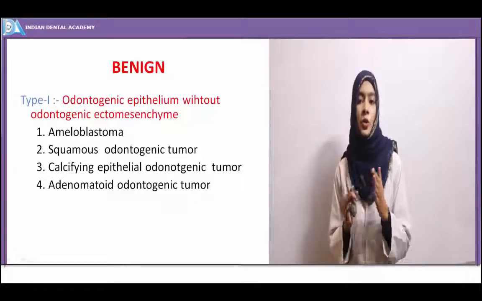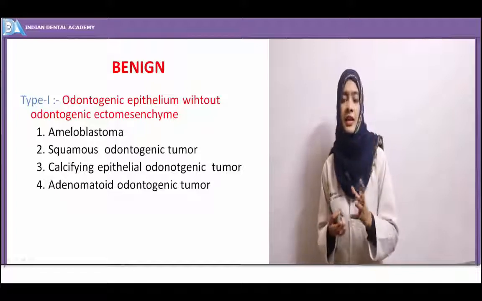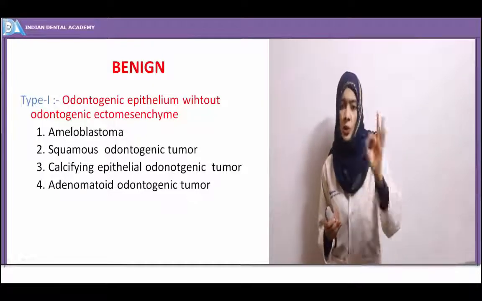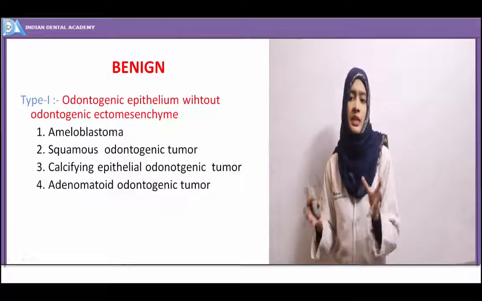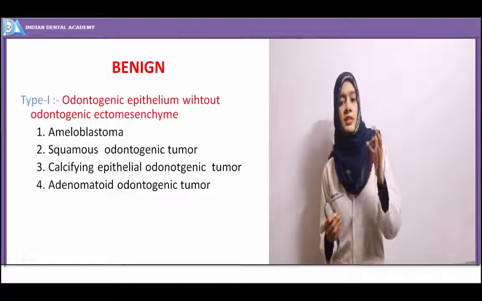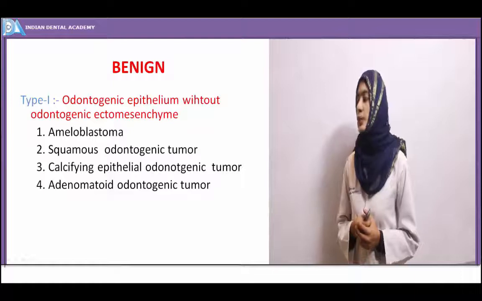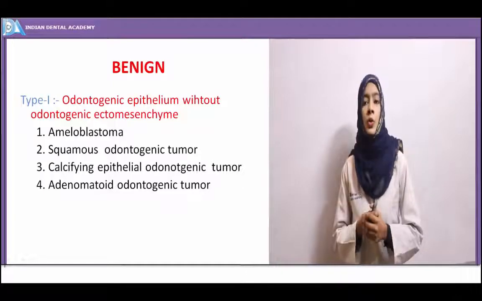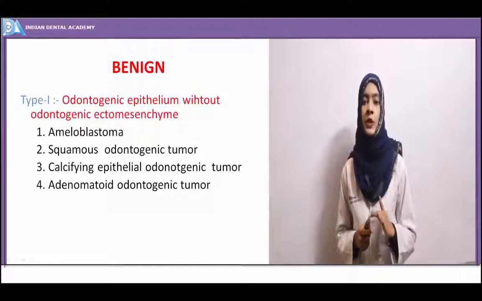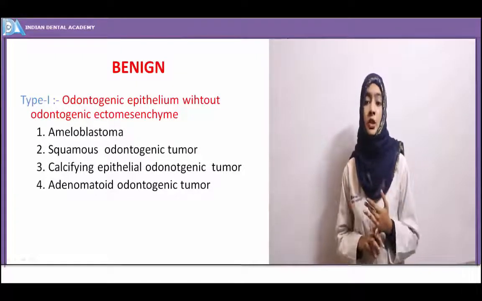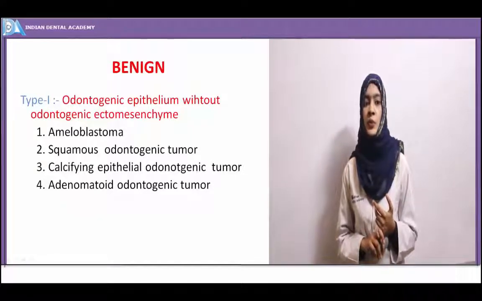Now the benign odontogenic tumors are classified based on where they arise: only from the odontogenic epithelium, from both odontogenic epithelium and mesenchyme, or only from the odontogenic mesenchyme. The type 1 benign odontogenic tumors include tumors arising from odontogenic epithelium only, without involvement of the odontogenic ectomesenchyme. They include ameloblastoma, the commonest benign odontogenic tumor.